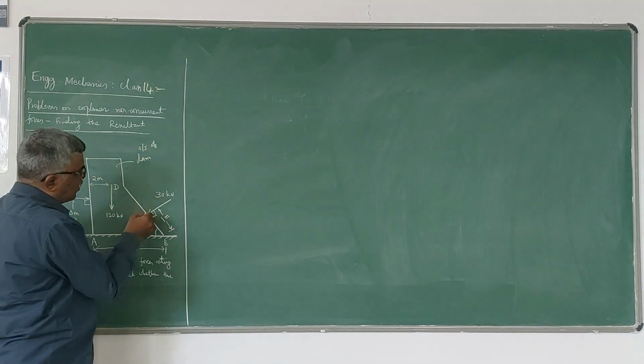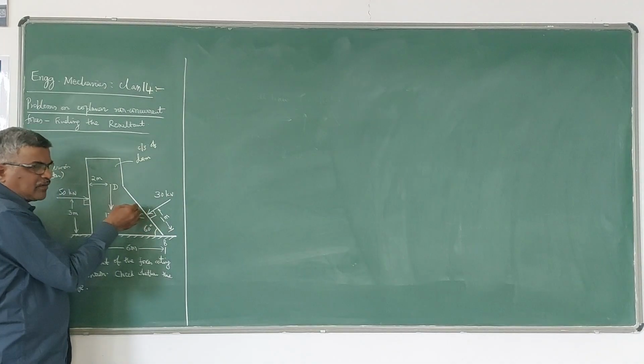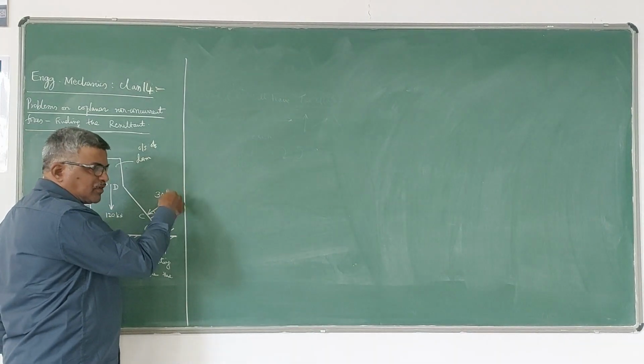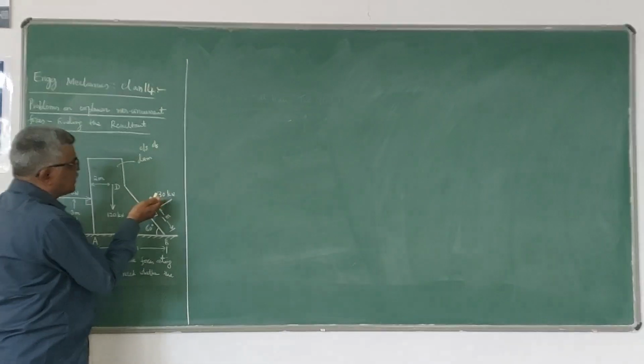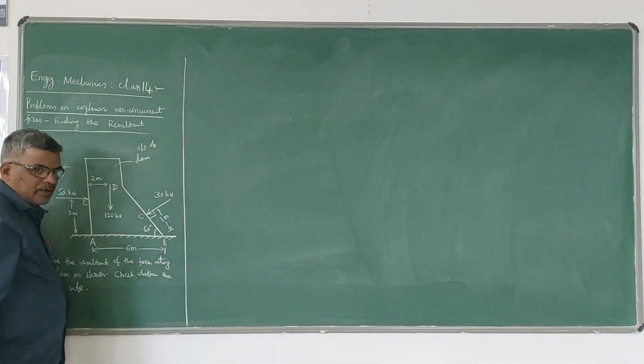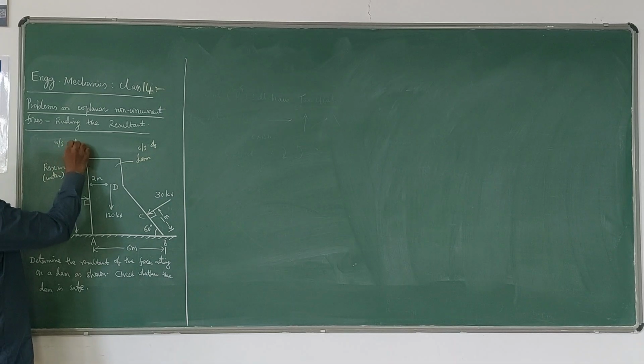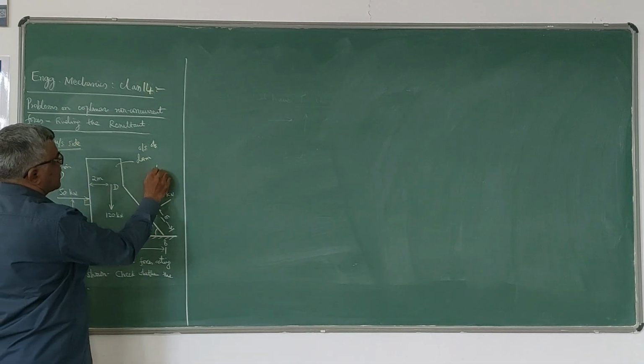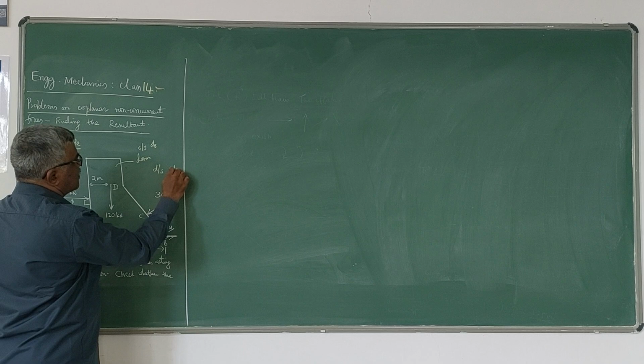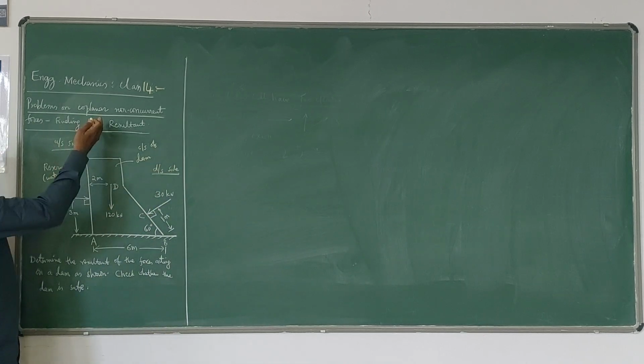And there is one more force here. This is nothing but the weight of water which is stored on this side. It is 30 kN on the downstream side. This is called as upstream side, and this is called as downstream side. So water flows from upstream to downstream side when the gates are opened.